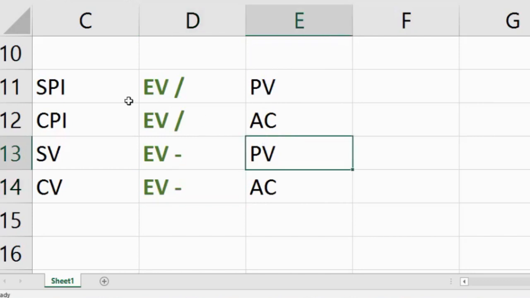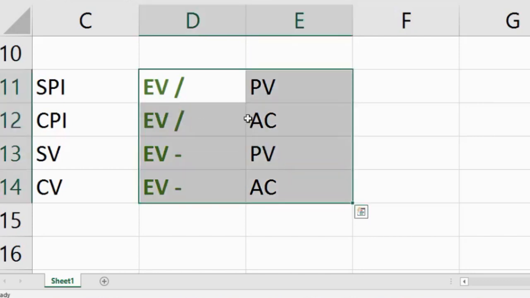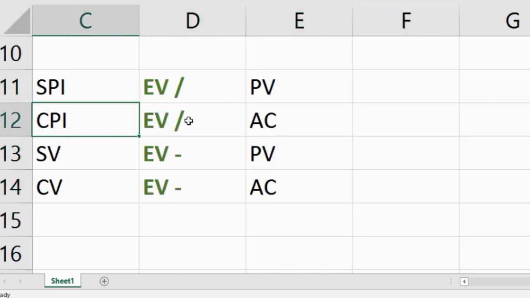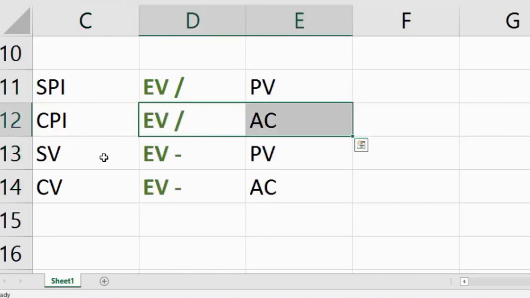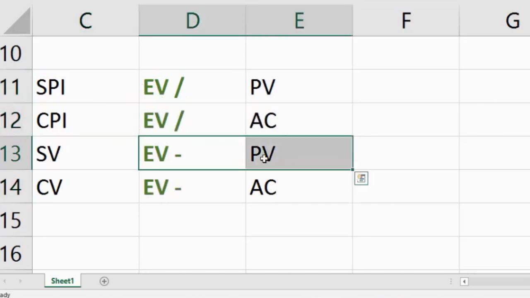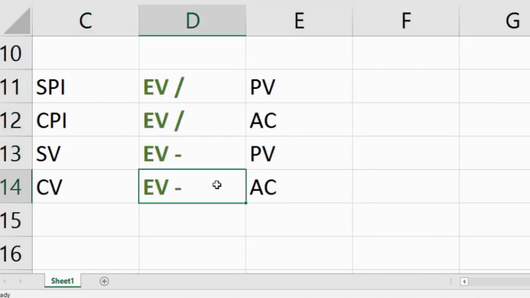And there you have it. Your SPI formula, EV divided by PV. Your CPI formula, EV divided by AC. Your SV formula, EV minus PV. And your CV formula, EV minus AC.